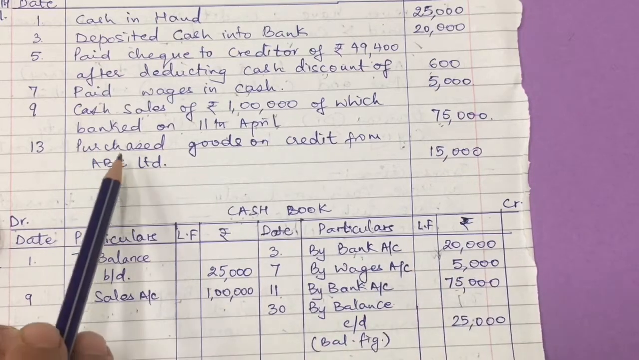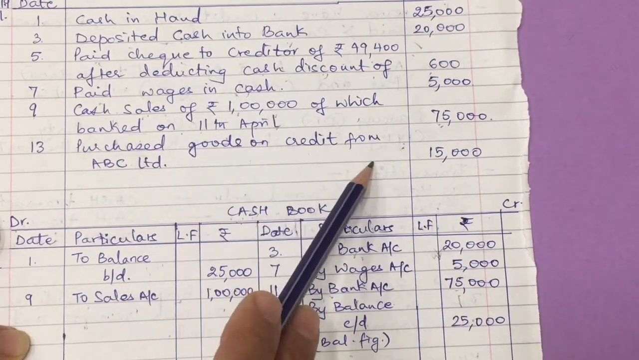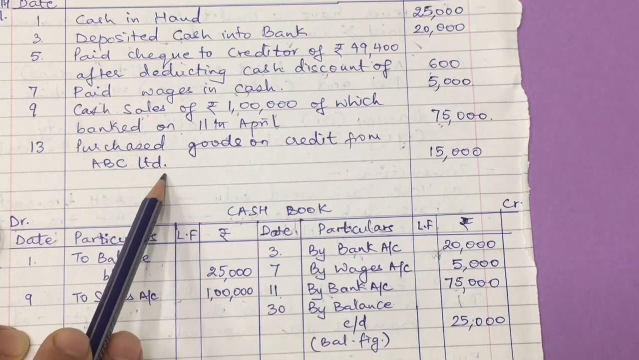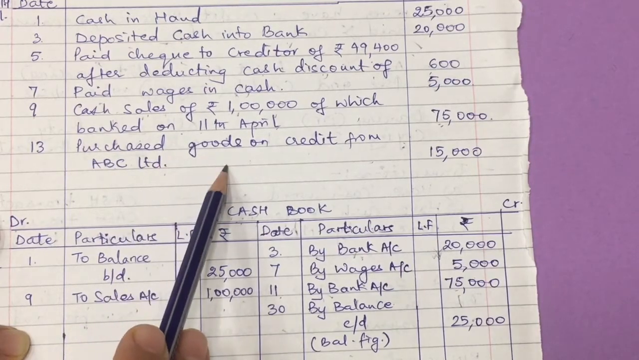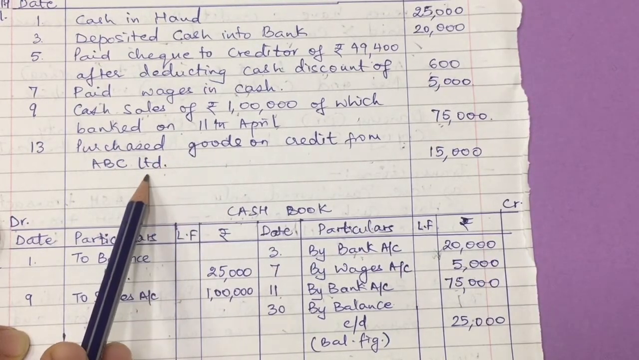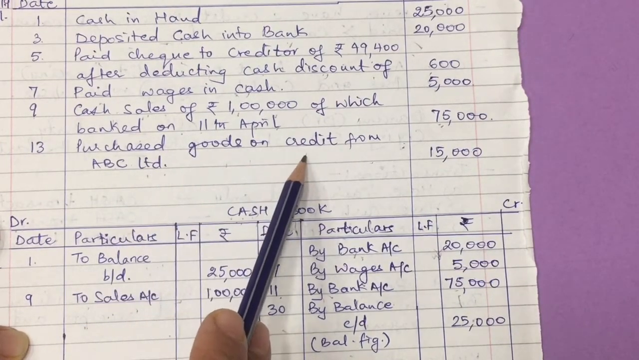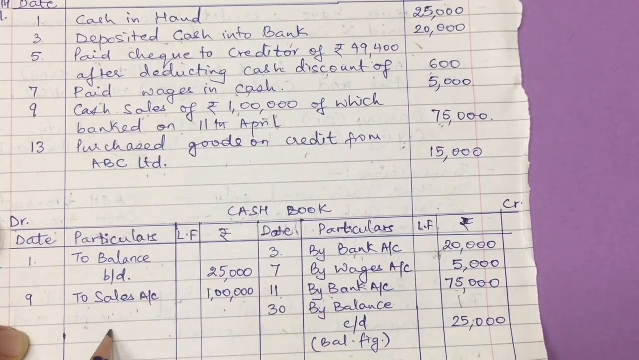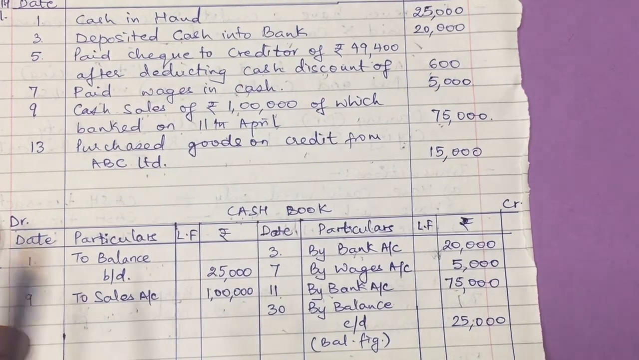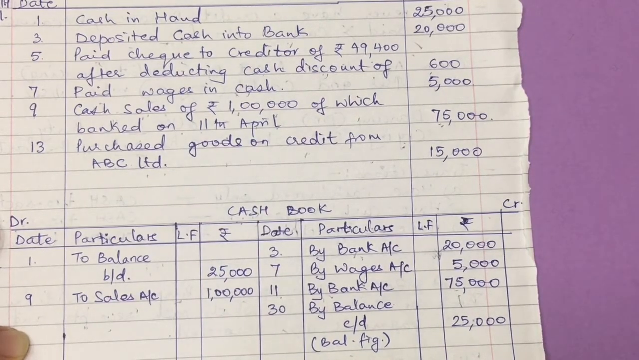Alright. Then purchase goods on credit from ABC Limited. Now here again there is no cash dealing. It is all on credit. We are not going to record this in our cash book, as I told you before in the points.